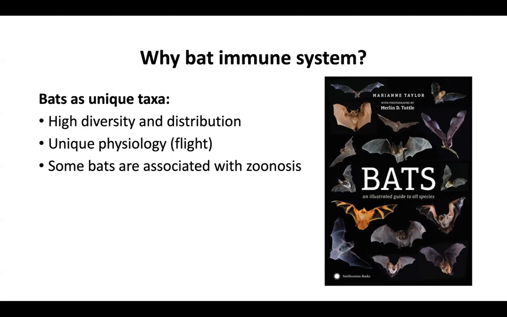And besides this, understanding the bat immune system allows us to understand why some bats are associated with zoonosis, why some bats can carry certain viruses and not really be affected, not be impacted the same way as other mammal species that would be affected by the viruses otherwise.